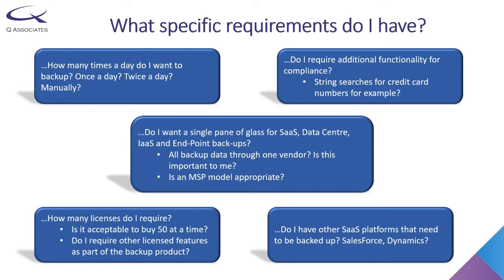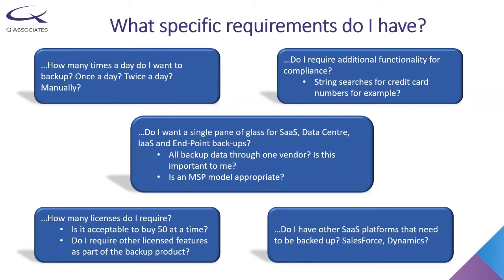Do I want a single pane of glass? So we're talking about, in a hybrid multi-cloud infrastructure, you're going to have some data that's on-prem, some that might be in Amazon Web Services, some that might be in Azure, and some that might be in Google Cloud, for example. Is it really acceptable to go out and purchase a different product for different parts of the infrastructure? Or are we looking at one product that can do everything for us? So it can take care of the SaaS-based offerings such as Microsoft 365, it can take care of its traditional data center, and it can take care of endpoint backups as well, such as laptops or phones. Now, there's an option in there for an MSP model.